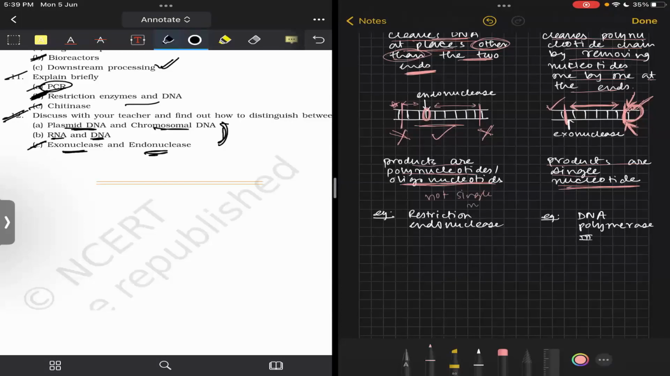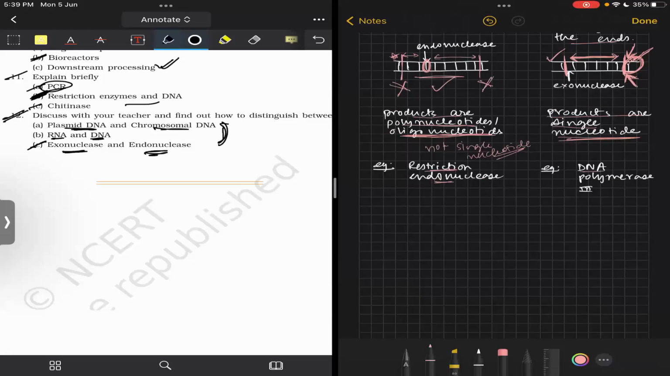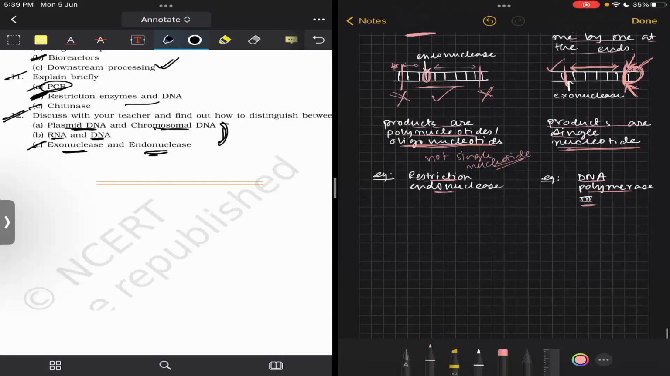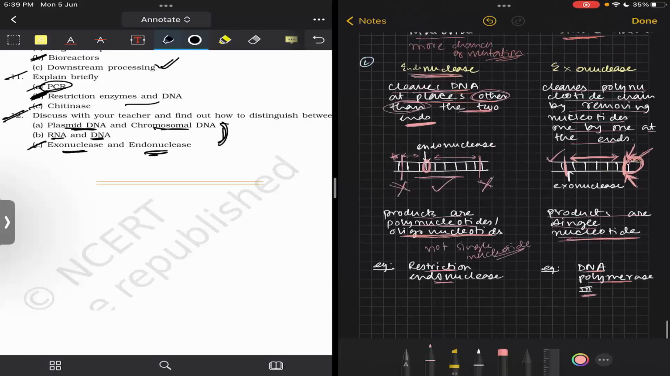Examples of endonuclease include restriction endonuclease, and an exonuclease is DNA polymerase 3. And that's it. This is the basic difference between endonuclease and exonuclease.